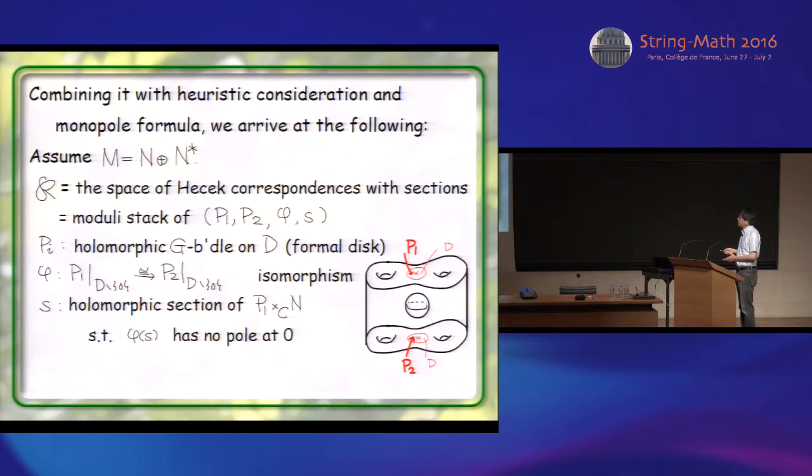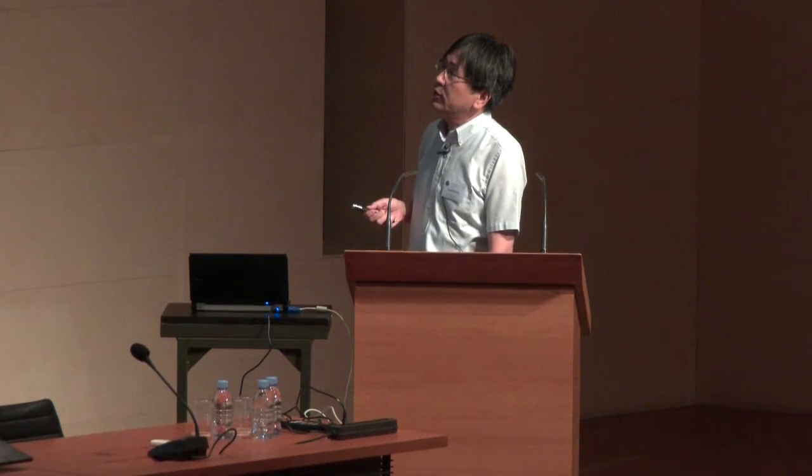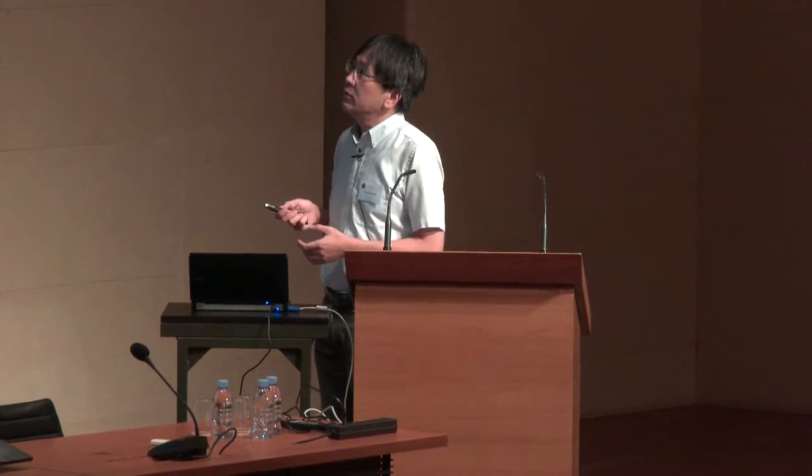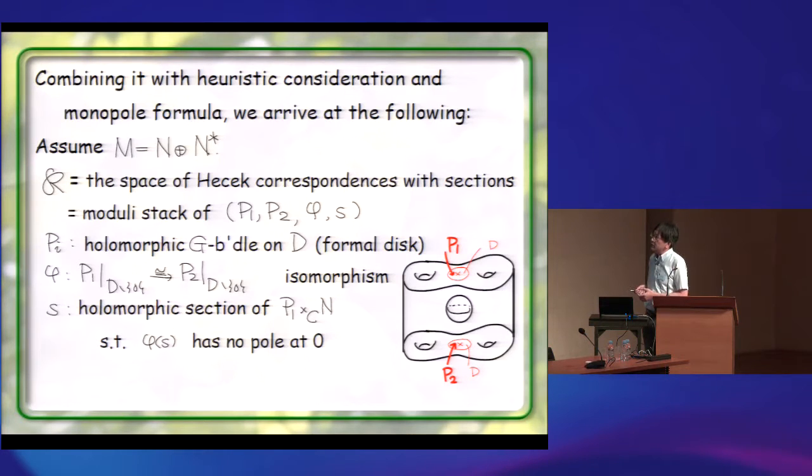And if I send this S by phi, because phi has a pole at the origin, phi of S is in general not holomorphic. So this is a rational section of the associated bundle. So I assume that phi S has no pole at 0. Basically, the Hecke correspondence is just the pairs of bundles which are isomorphic outside the origin. And there's also one section S, which, because of this reason, you can regard as a section of both P1 and P2 simultaneously.